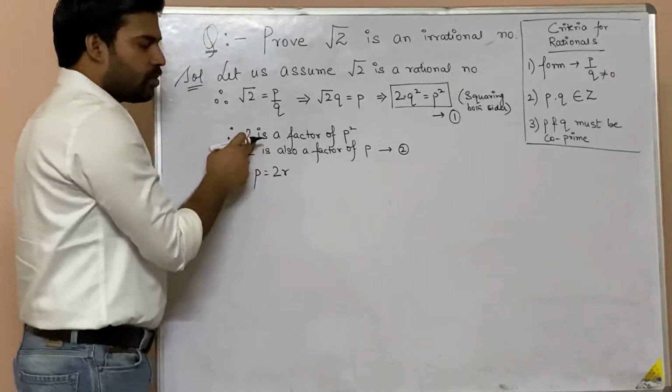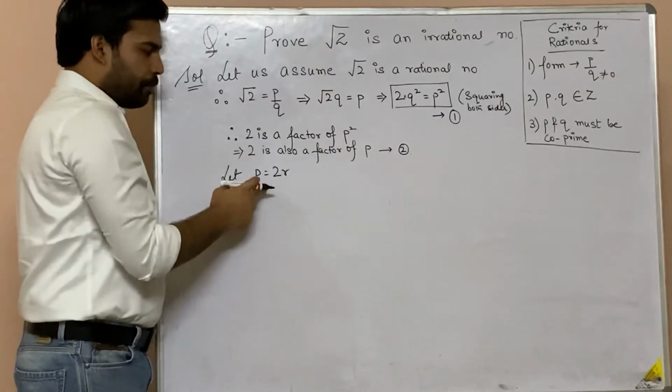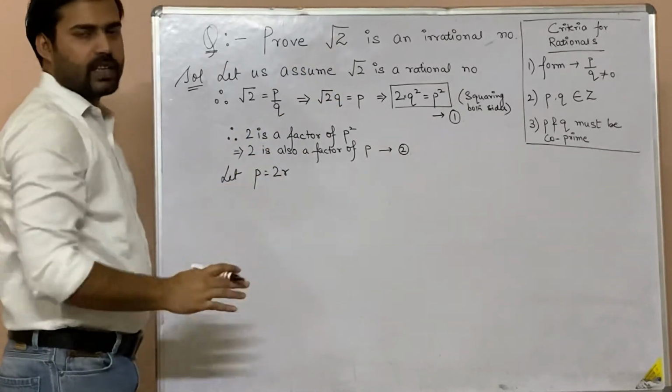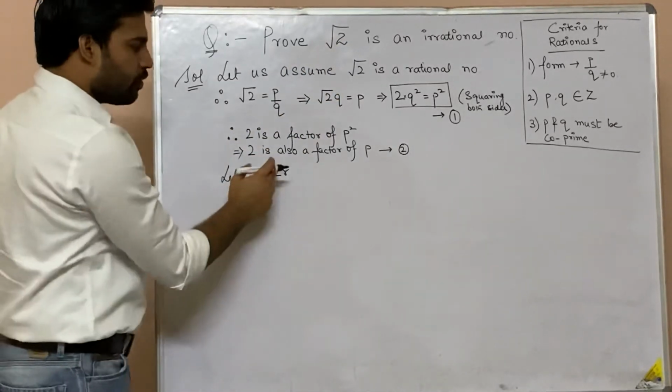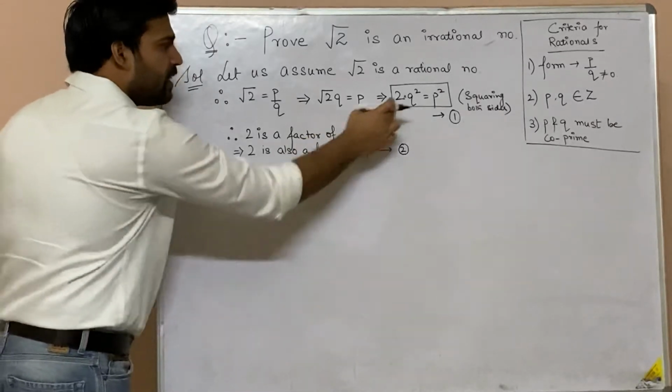Had it been 3, you will write down p is equal to 3r. Had it been 7, you will write down p is equal to 7r. Had it been 11, you will write down p is equal to 11r, like that. Now p is equal to 2r. So what we will do? You will replace this value of p in equation 1.